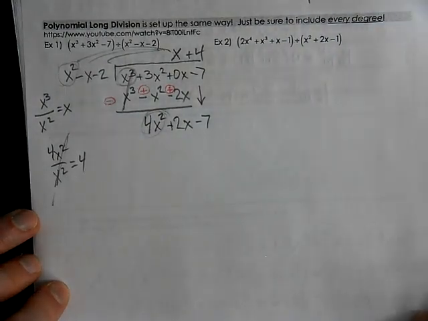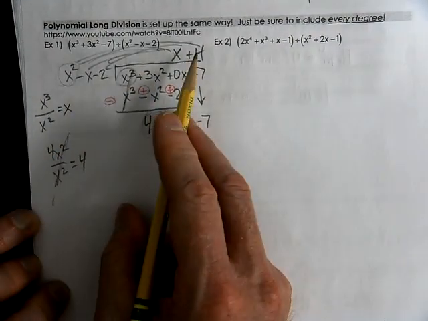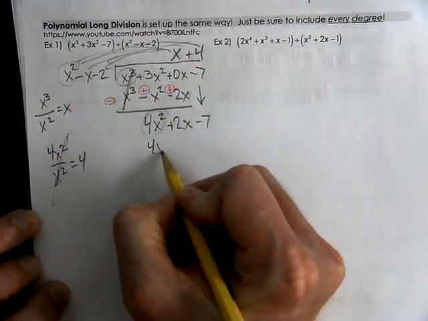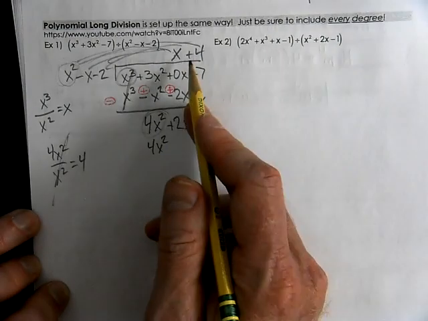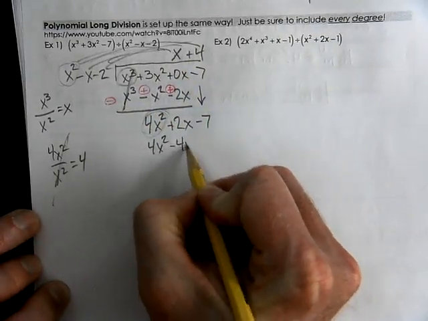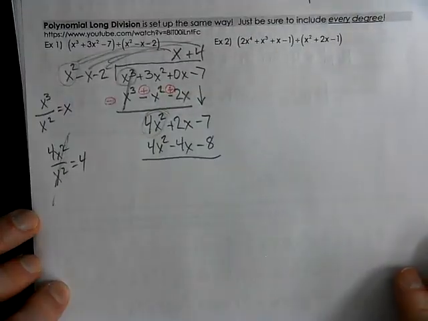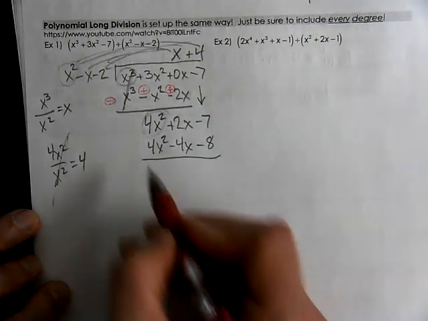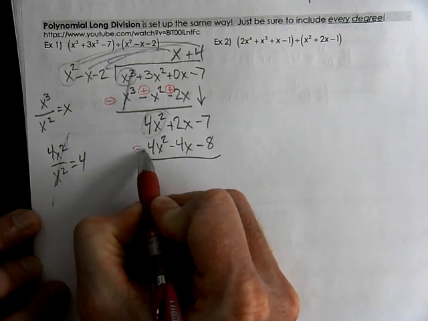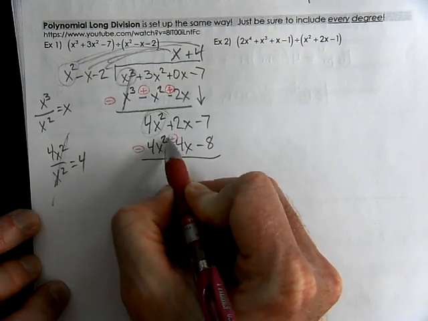What are we going to do with that 4? We're going to multiply by our divisor. 4 times x squared. That has to match. 4 times negative x. 4 times negative 2. And draw our line. With your different color, change the signs because we're subtracting them.